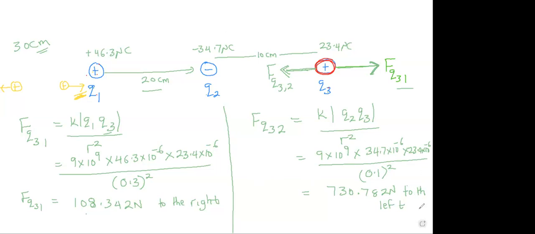Okay. Now, when I go to the second board, I'm going to have something like this. Sorry, this was, I think, a negative. So this is what I'm going to have. I have my Q3 here. I had one of my forces, F31, and I had another force this side, F32. The answer you got for F31 was 108.342 newtons, and the force you got for F32 was 730.782 newtons.